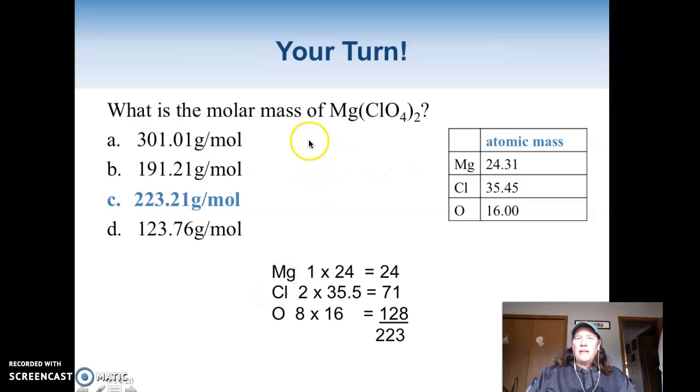So magnesium, 1 times 24. A lot of people use 24.3 for magnesium, but again, it's not a big deal. Chlorine, there's 2 of them. For chlorine, you do use 35.5. It's one of those you don't round.